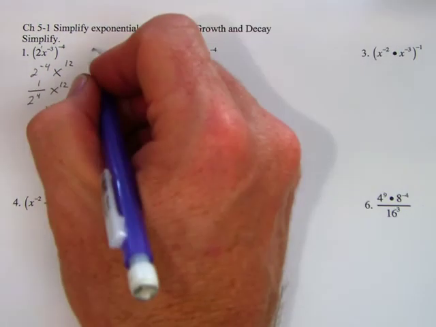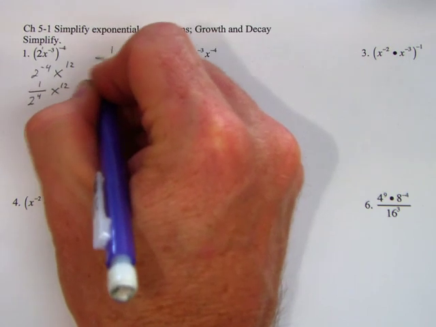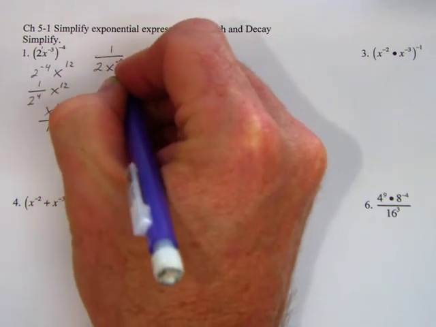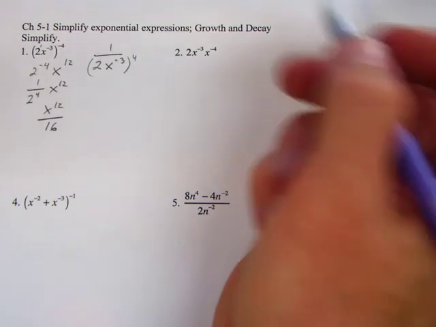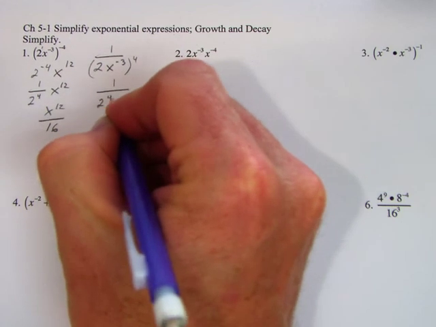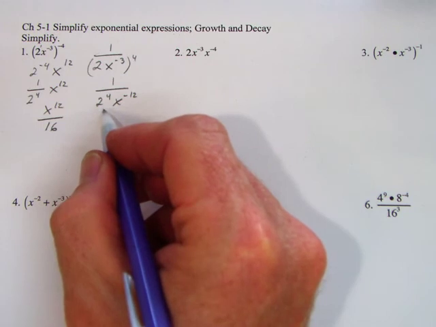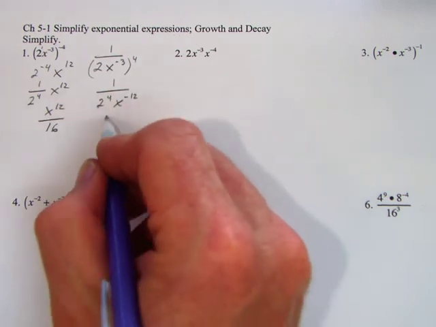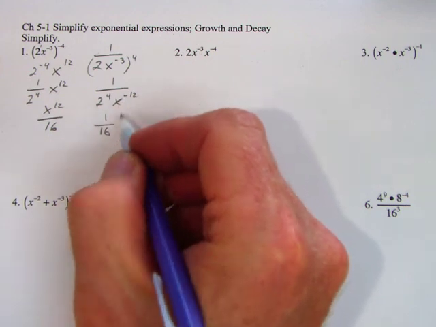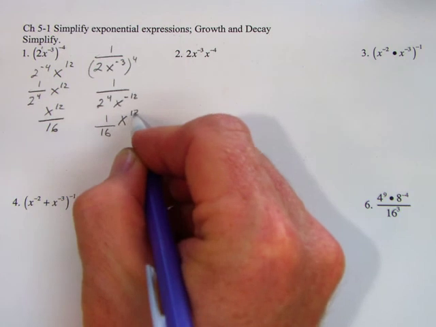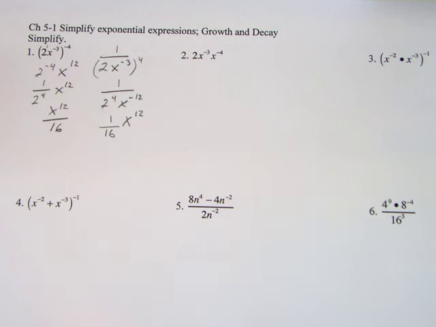We could have also done it as, and although I wouldn't recommend it in this one, this is the same as 1 over 2 to the x to the negative 3 raised to the 4th power, which is 1 over 2 to the 4th times x to the negative 12. 2 to the 4th is already on the bottom, that's a positive exponent, so we leave it there, and it's 1 over 16. And 1 over x to the negative 12, we'll take the reciprocal of that, and that becomes x to the positive 12. And we get our same answer, x to the 12th over 16.